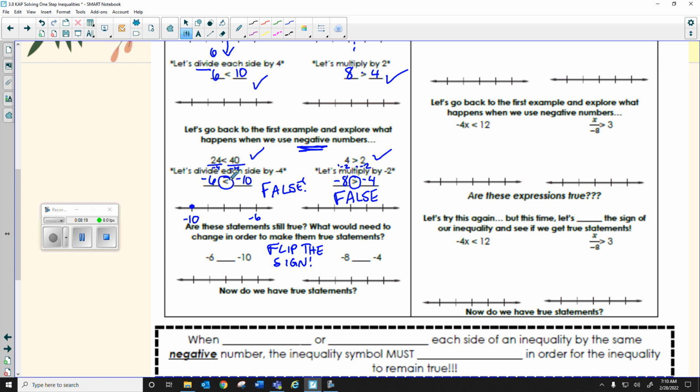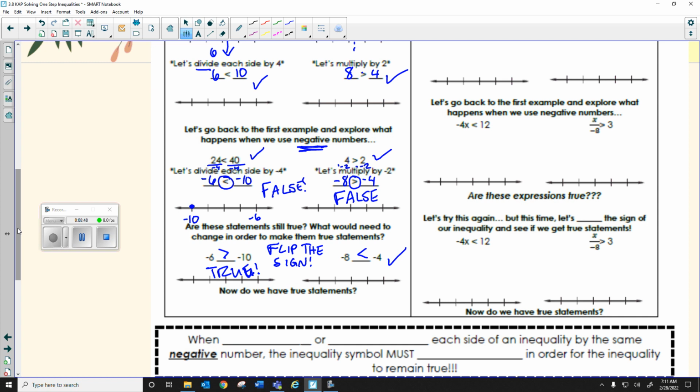Okay, we need to flip that sign because that inequality statement isn't true. When I had a division of a negative or multiplied by a negative, I need to flip the sign. If I flip that sign, if I just say instead of less than, I make it greater than, is that statement true? Yes, this is true. That's a true statement. Make it greater than to less than. Oh, yep, that one's true now. Okay, so do we have true statements now?